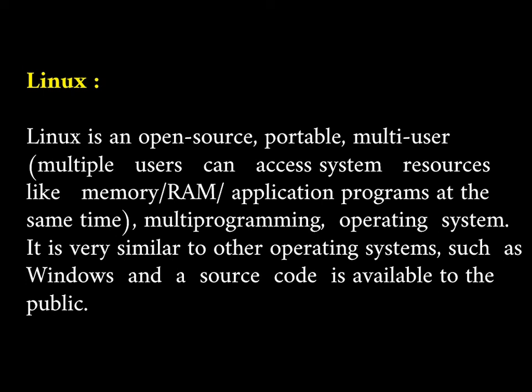So what are the operating systems we have learned for the personal computer? First is DOS, second is Windows, third one is Mac OS, fourth one Chrome OS, fifth Unix, and sixth one is Linux. So these are the operating systems we use in the personal computer.